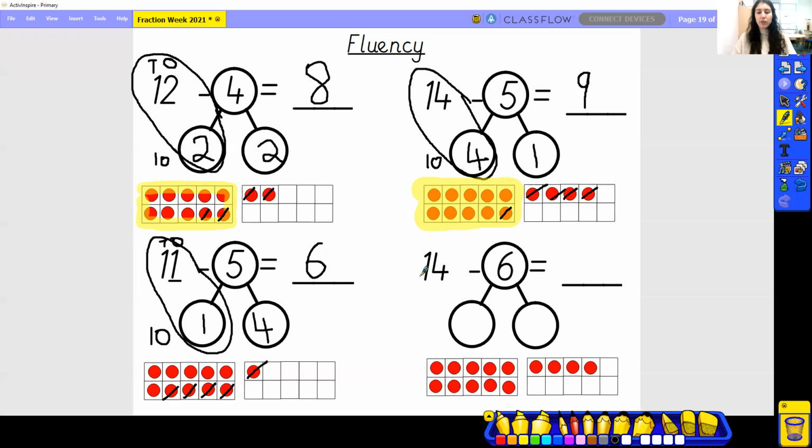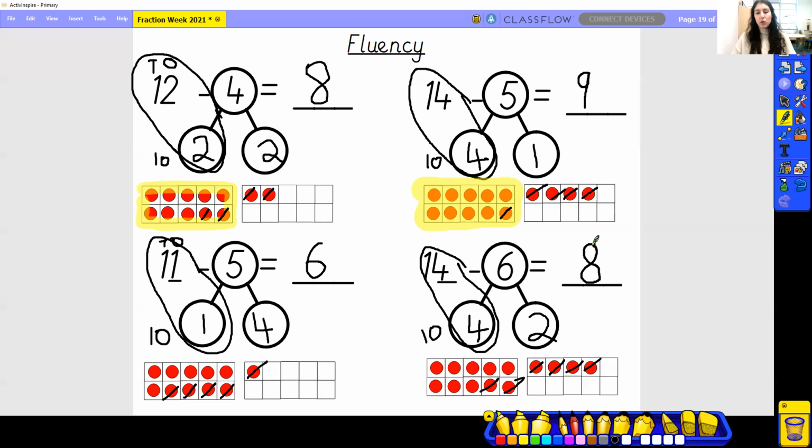Wonderful. And 14 take away 6. So what do I need to subtract from 14 to be left with just 10? Well, hopefully you can see that 14 has got 4 ones that need to be subtracted to leave me with my whole 10. But again, I didn't want to just subtract 4. Altogether, I want to subtract 6. So 4, 5, 6. How many more did I need to subtract? I needed to subtract 2 more. So what we're doing in our head is we're saying that 14 take away 4 equals 10, and then 10 take away 2 more is 8.